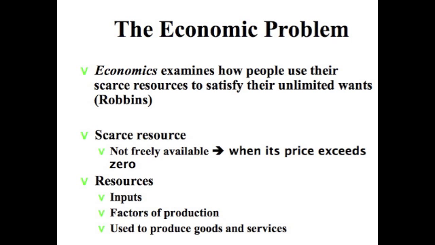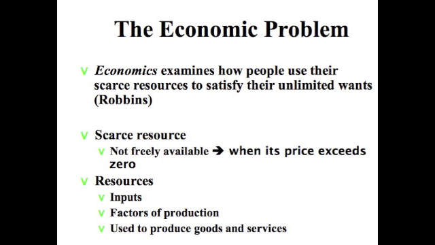Let's try now to get a better understanding of this idea of a scarce resource. And one way to get a better understanding of this concept is to think about a resource that is not scarce. And a good example of a resource that is not scarce would be something like air. Now, air doesn't have a price because it is essentially freely available. That is to say, anyone can breathe it. No one can prevent other people from breathing it, and so it is not scarce and doesn't have a price.